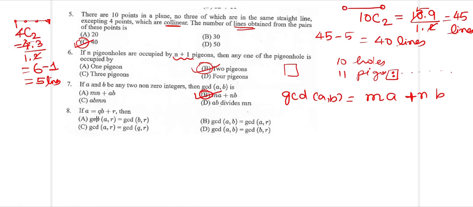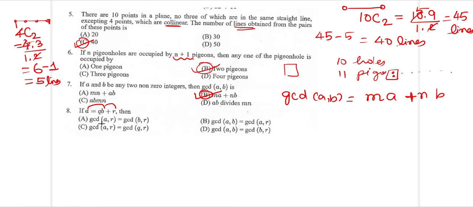Next, if A equals QB plus R, then one more statement again from the division algorithm. What is going to be the quantity? GCD of A comma B must be the same as GCD of B comma R.